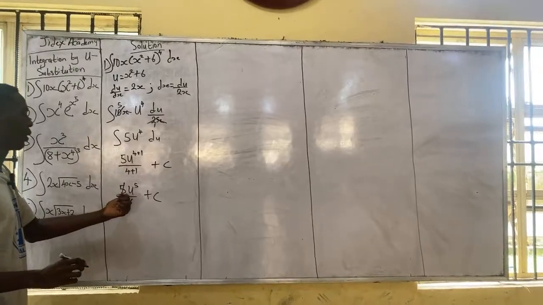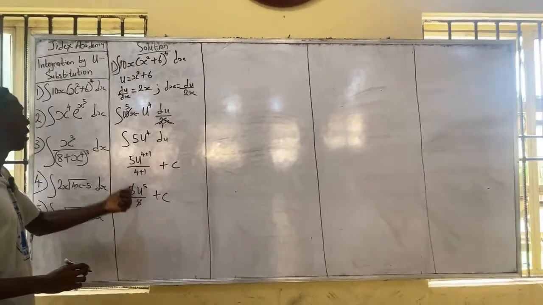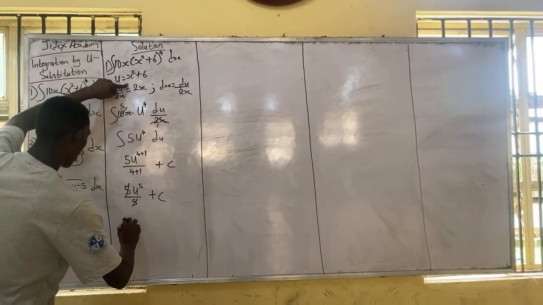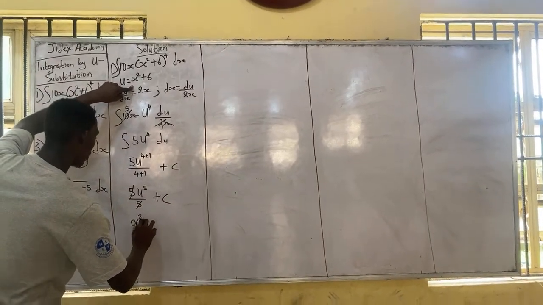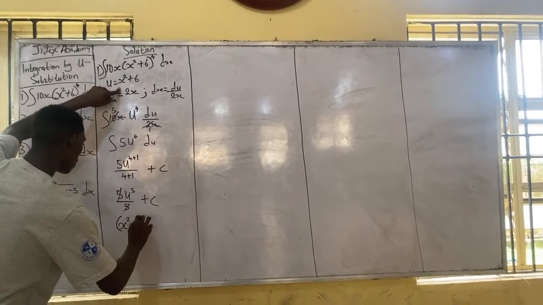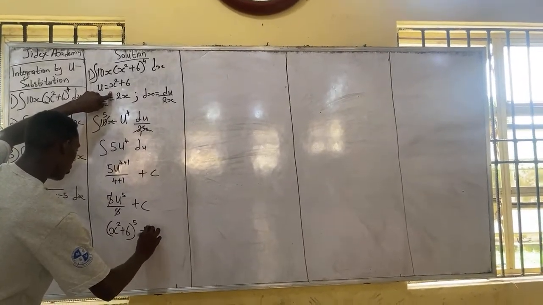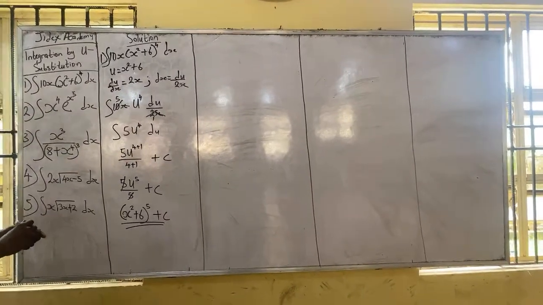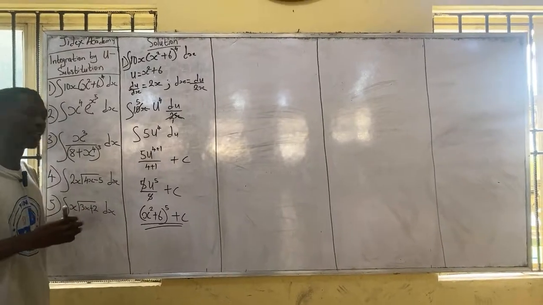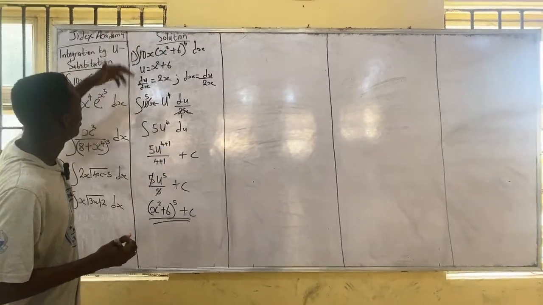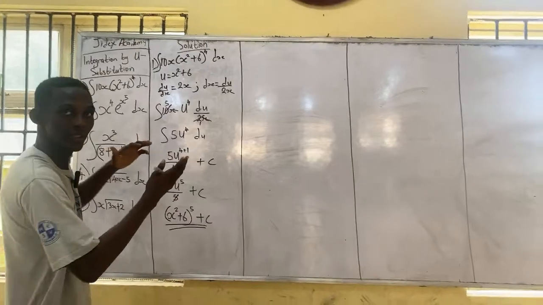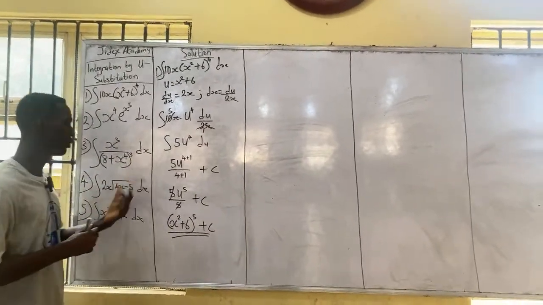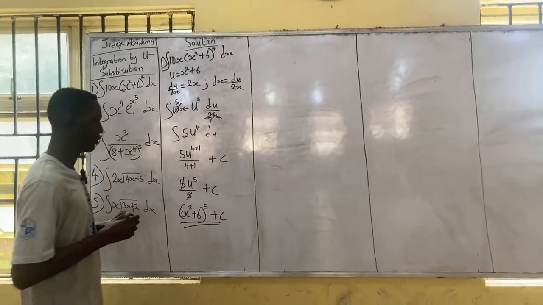Now we can't leave our answer like this because our u initially is equal to x squared plus 6. Therefore, we can now say our answer is (x squared plus 6) to the power of 5 plus c. This is our final answer for question 1. It's as simple as that. If you do not understand any part, you can rewind the video and watch it over again and follow the steps. So that's all that I'll be doing here.